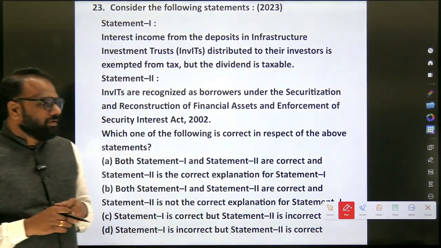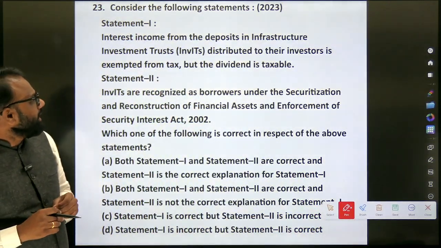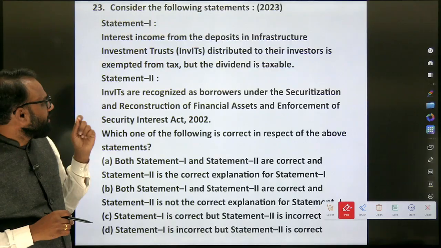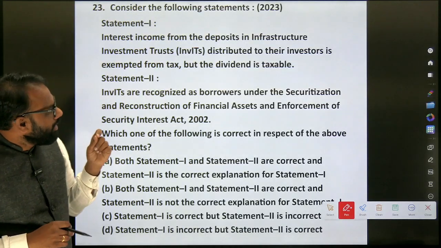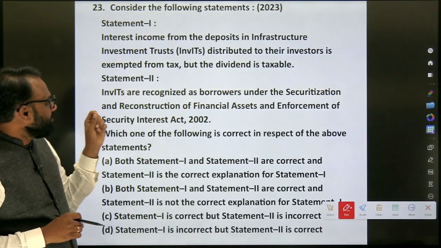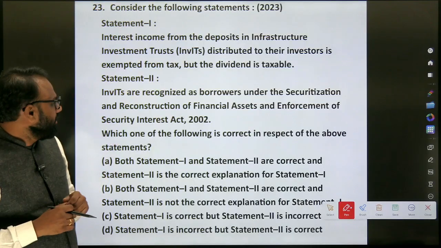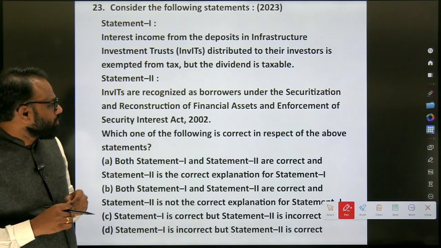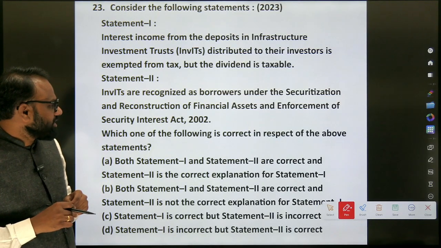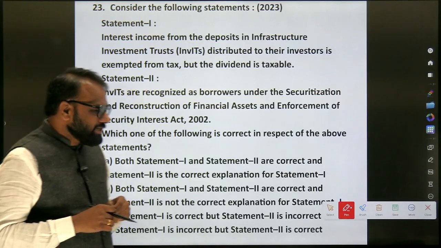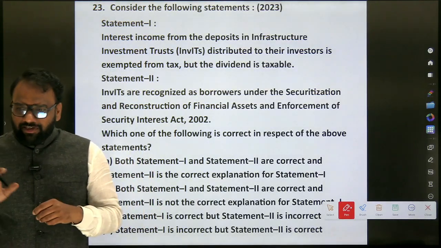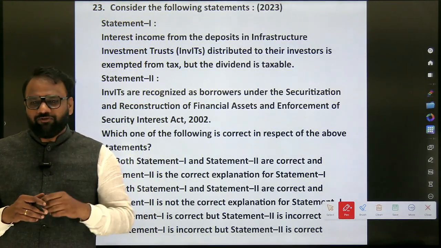Yes, sir. Okay. So here, interest income from the deposits in infrastructure investment trusts distributed to their investors is exempted from any tax, but the dividend is taxable. Next, INVITs are recognized as borrowers under the Securitization and Reconstruction of Financial Assets and Enforcement of Security Interest Act 2002. Okay. So here in the previous class we discussed about alternative investment funds.